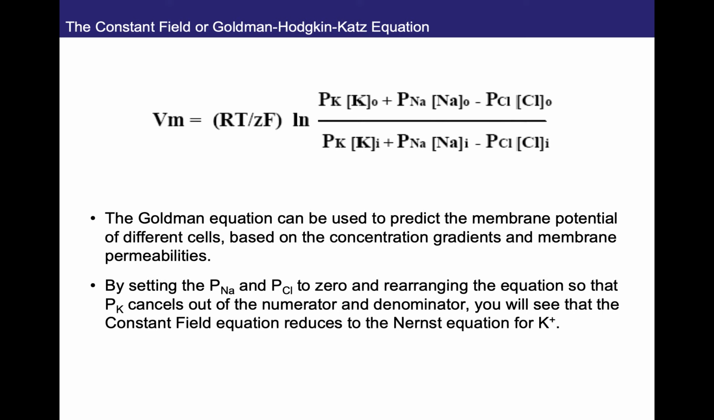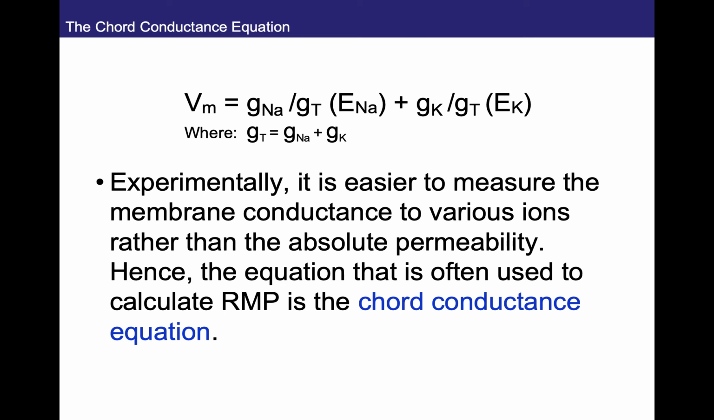Okay. So, instead of using Goldman-Hodgkin-Katz, again, it's very hard to measure permeability in the laboratory. I know a lot of instructors don't roll out this chord conductance equation, but I just really feel it's a lot easier to use. So this states that the actual membrane voltage, you can predict it with this equation. Remember, the membrane voltage you can measure with a voltmeter, but you can also predict it with this equation.